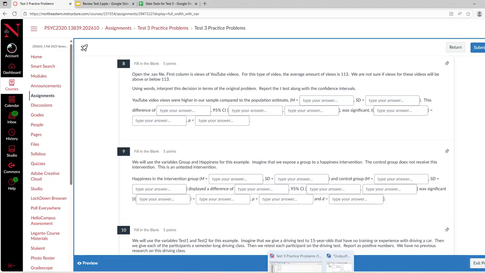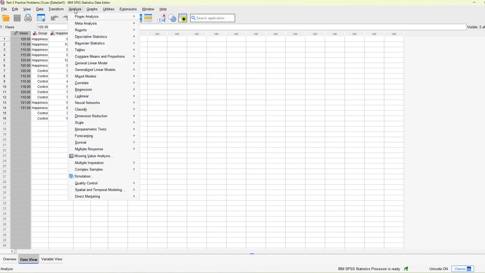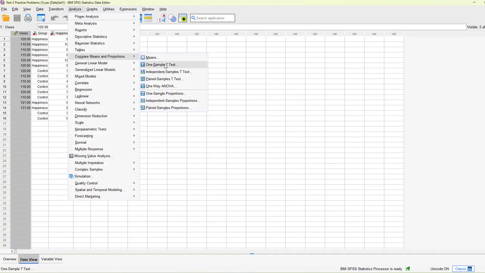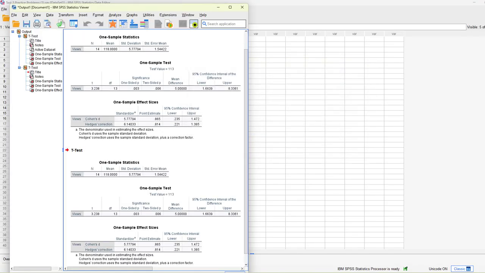So let's go to the data set. This is views. It looks like it's probably higher than 113. Is it significantly so? Not sure. So compare means, one sample. Let me reset it. Move views over, and then you have to change the test value to 113. If you don't put in that test value, it's a completely different analysis, a completely different output. So make sure to put in the test value. Click OK. That is our output.